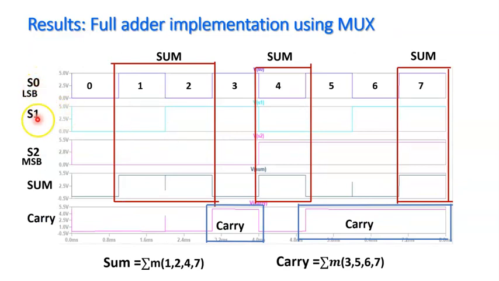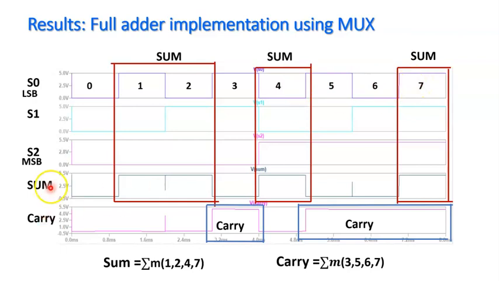Now see, S0, S1, S2. S2 is the MSB. It is nothing but your A, B, and C in. It is as good as A, B, and C in. So I am first applying 0, 0, 0. Then 0, 0, and this S0 is 1. So this is 1, this is 2, this is 3, this is 4. That combination I am applying here, 5, 6, and 7.